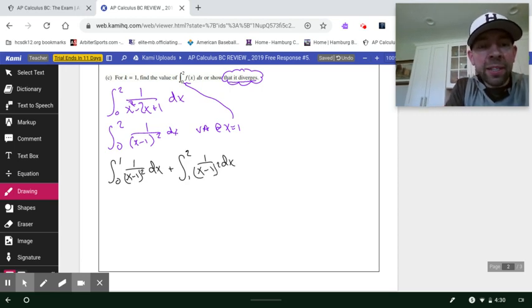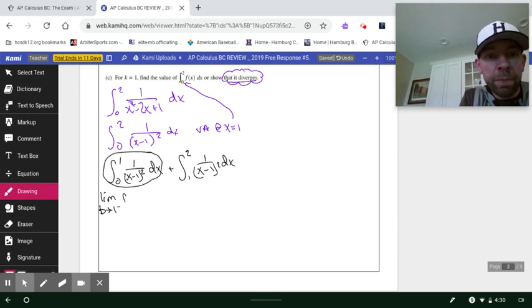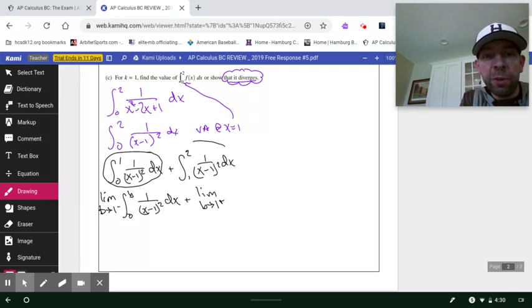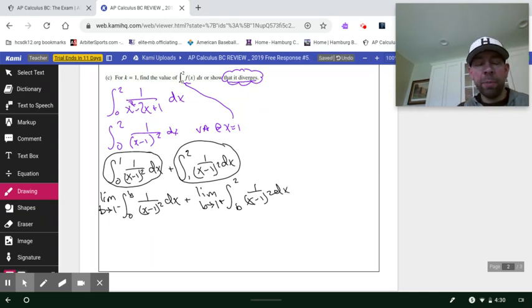All right, and now, using proper notation, I need to rewrite these in terms of a limit. This first region, I'm going to say b is approaching 1 from the left, because this particular region lies just to the left of that asymptote. And the integral is from 0 to b of 1 over x minus 1 squared, plus the limit as b approaches 1 from the right, because if you graph this section, it lies just to the right of that asymptote, from b to 2. Both of these integrals are going to have to converge in order for the final answer to converge.